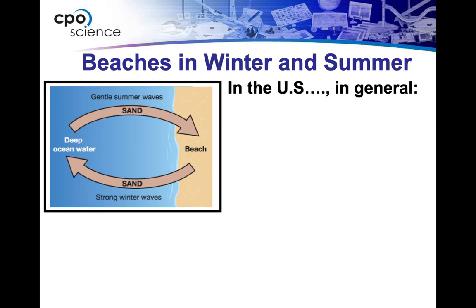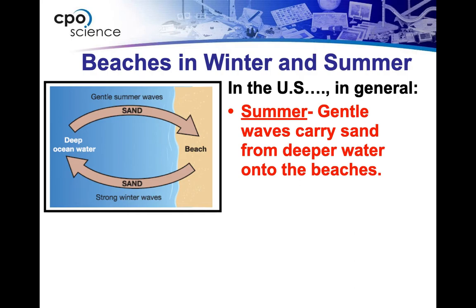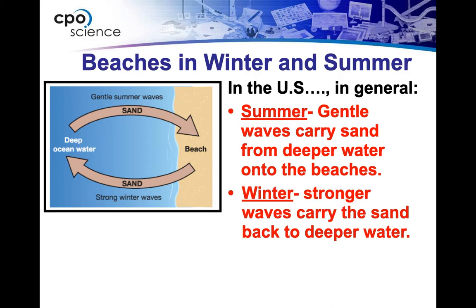In the United States in general, we get a little bit different things happening with the wave action in the summer. The waves have a tendency, because of global wind patterns, to be more gentle, so those gentle summer waves will actually carry sand from the deeper water onto the beaches. And in the winter, we get the opposite happening. We usually have stronger wave action in the winter time, which will carry sand back out to deeper waters. So you see there's sort of this cycle happening here. Summer bringing sand in, winter carrying it away.